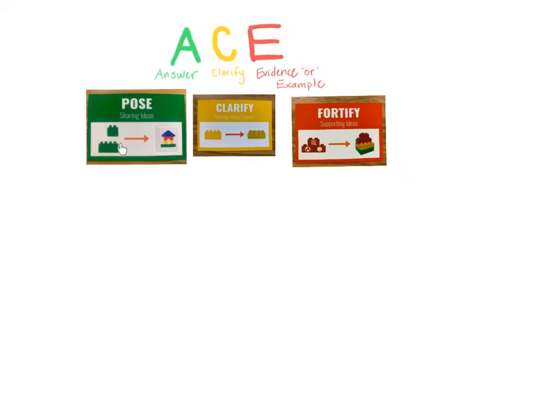As you can see here, we have our three Hawk Talk cards that you will be using. The first is the green Pose card, and that connects with the A in ACE for answer. That is why they are both green. Then you have your second card, the clarification card, which is yellow. That connects to the clarify part in ACE. And the E in ACE stands for evidence or example, and that is the red Fortify Hawk Talk card here. If you don't have those cards out at the moment, please make sure that you have a copy of the cards either digitally or physically.